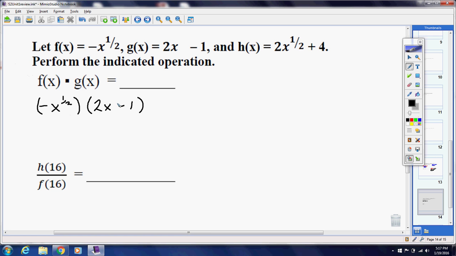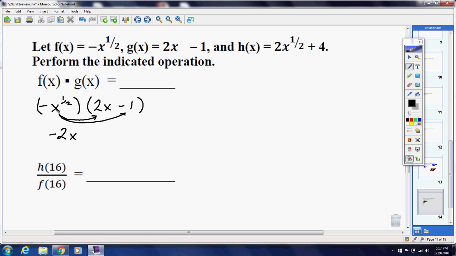All right, we want to make sure and follow our order of operations, PEMDAS. Nothing to do inside the parentheses. Let's go to exponents. That exponent relates to that x right there. Nothing to do with the exponents. We can multiply. Looks like we're going to have to distribute this negative x to the 1/2 with all the terms inside the parentheses here. So negative x to the 1/2 times 2x to the 1/2 makes negative 2x.